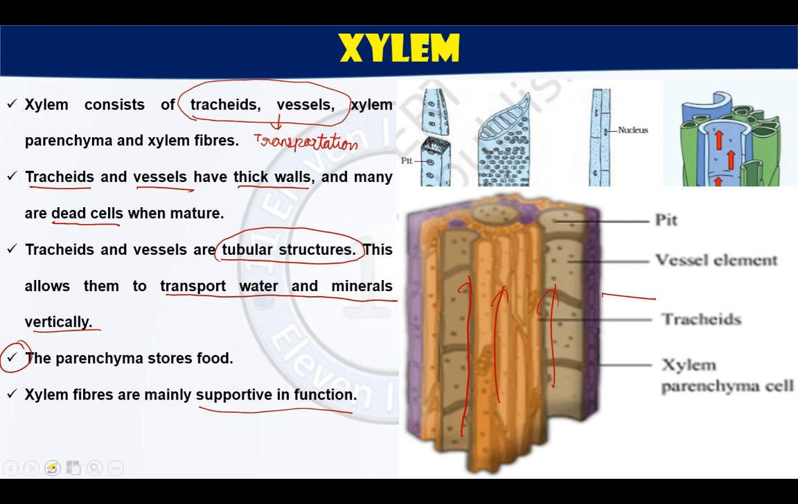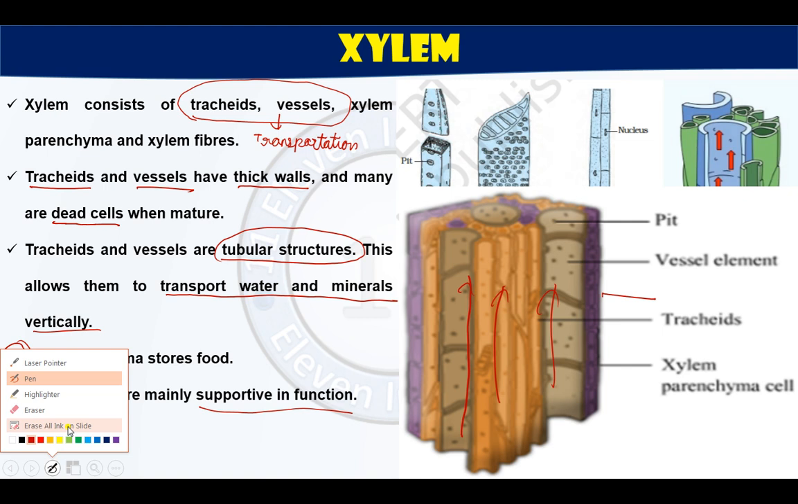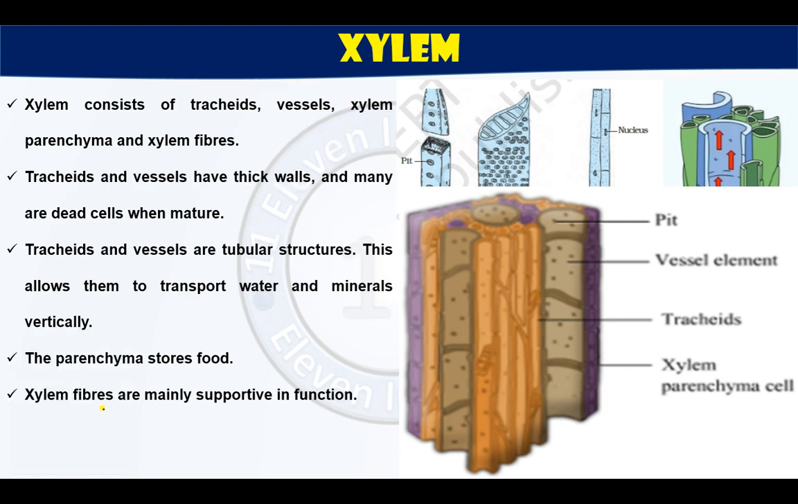I request you to please pause the video and write this down in your CW. Only this much information is given about xylem to us. So four components, you have to remember the function of each. The function of these both is transport of water and minerals vertically. Function of xylem parenchyma is storage of food, and function of xylem fibers is generally supportive. Please pause the video and write this down in your CW.